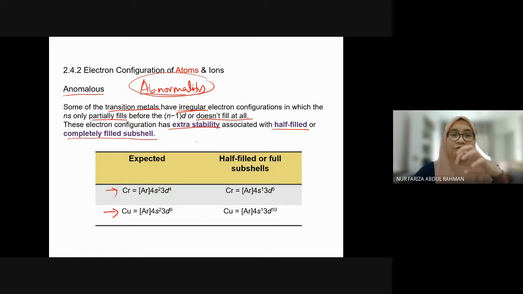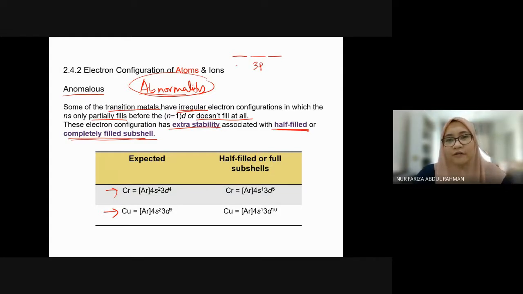For orbitals to be stable, it can be in the form of half-filled or completely filled subshell. Let's pick one orbital. So let's have p orbitals. We know that p orbitals have 3 orbitals, kan. P-shaped orbital has 3 orbitals in it. So let's say katakanlah we have 3p. This is 3p, example 3p.